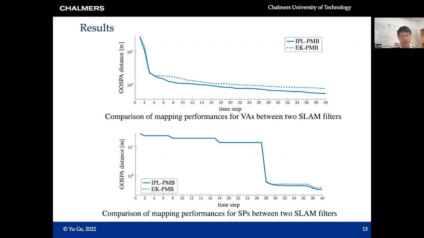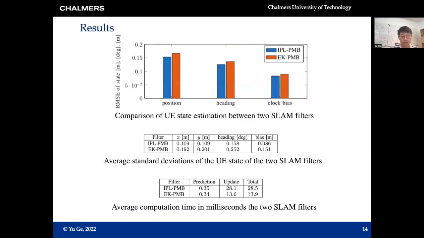We first studied the mapping result. We could observe that the IPL-PMB SLAM filter provides better mapping results, as those solid lines are lower in both figures, which is because it has a better linearization every time step. And then we also studied the positioning result. We could also say that the IPL-PMB SLAM filter provides more accurate and precise results, as the RMSE and standard deviations on each dimension are lower.